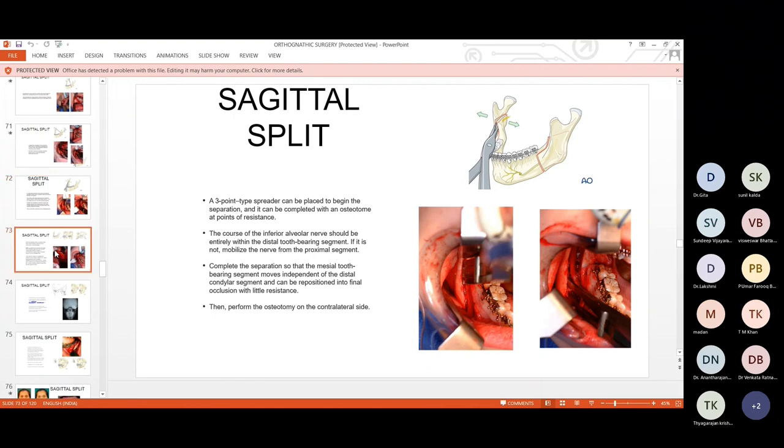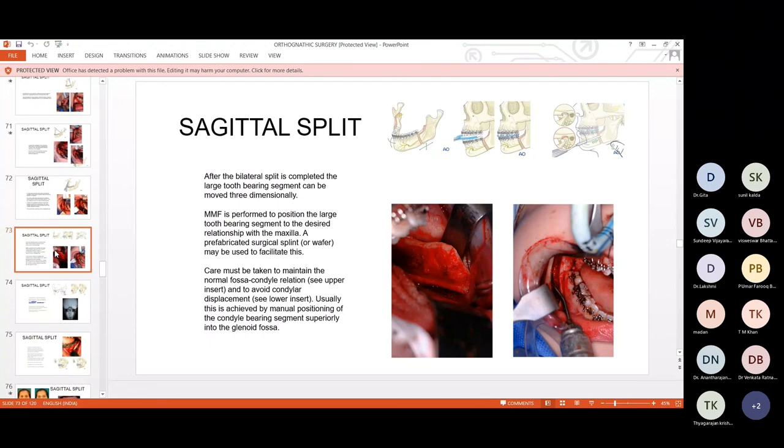Once the sagittal split is complete, you can see that it is in two pieces. Care must be taken to maintain the normal fossa and the condylar position, because once the split is complete, this is the position in which it usually gets dislocated. So when you are fixing it, it has to be put back into this position. And then, whether it is the advancement or the setback, plate fixation has to be done depending on that.